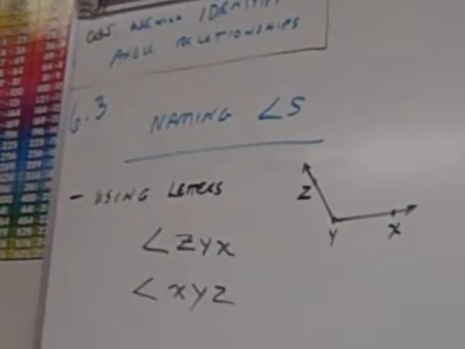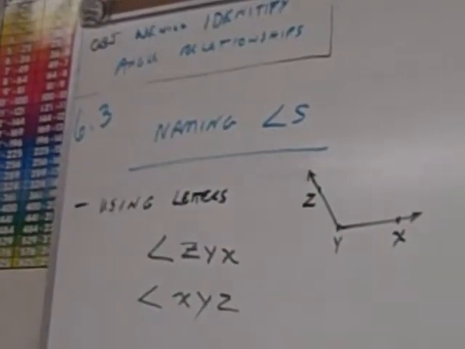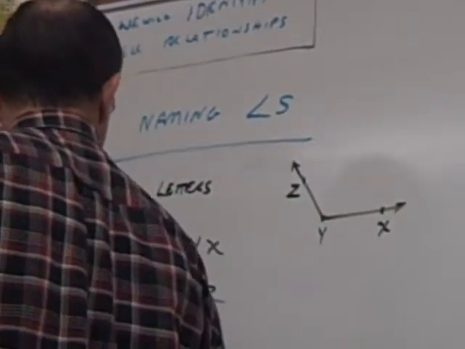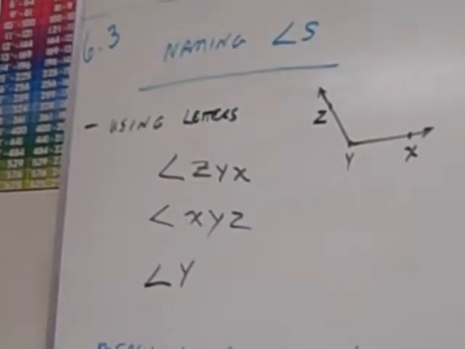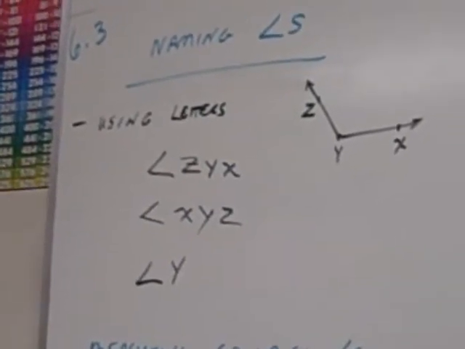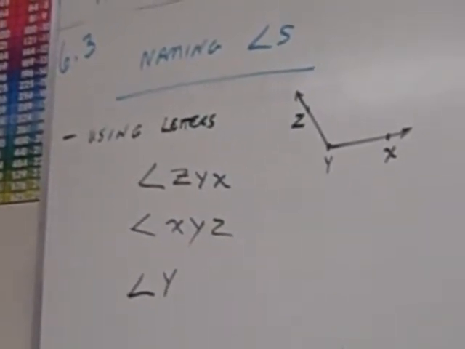There is one more way you can name this guy. Just the vertex letter. So you could call him angle Y. Now we run into problems.